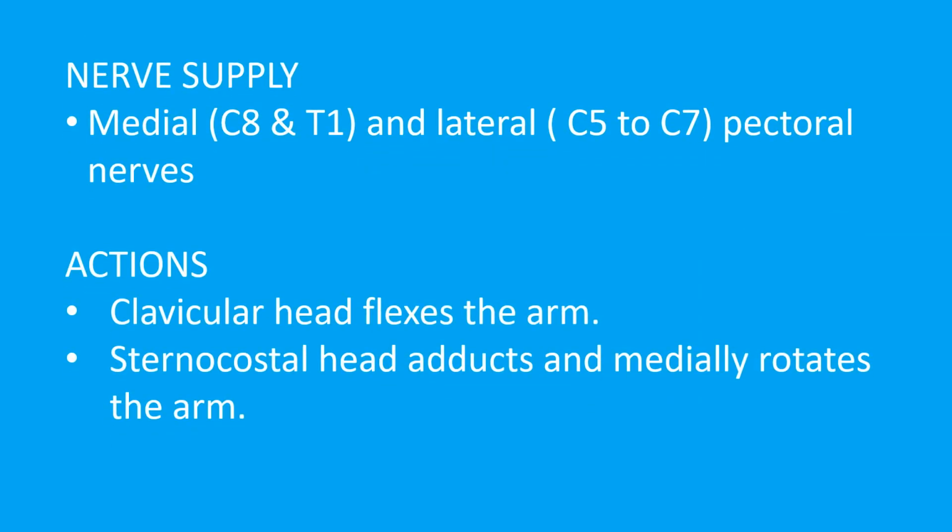Nerve supply: medial, C8 and T1, and lateral, C5 to C7, pectoral nerves. Actions: clavicular head flexes the arm. Sternocostal head adducts and medially rotates the arm.